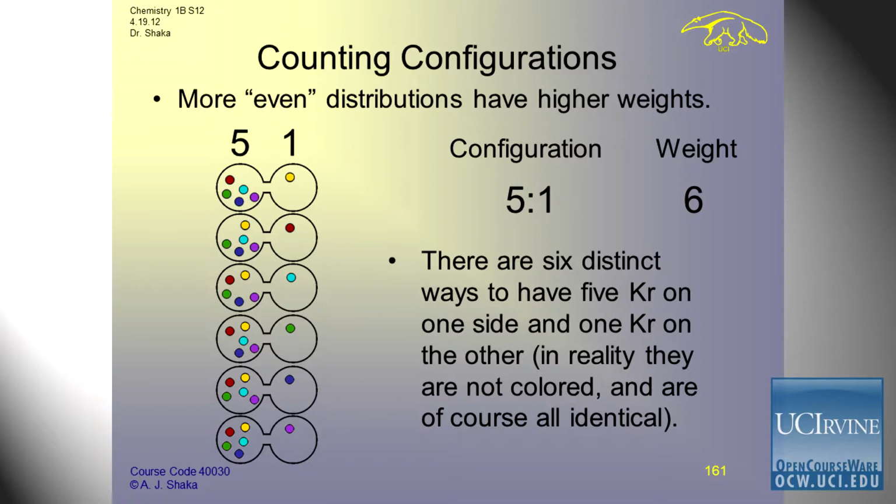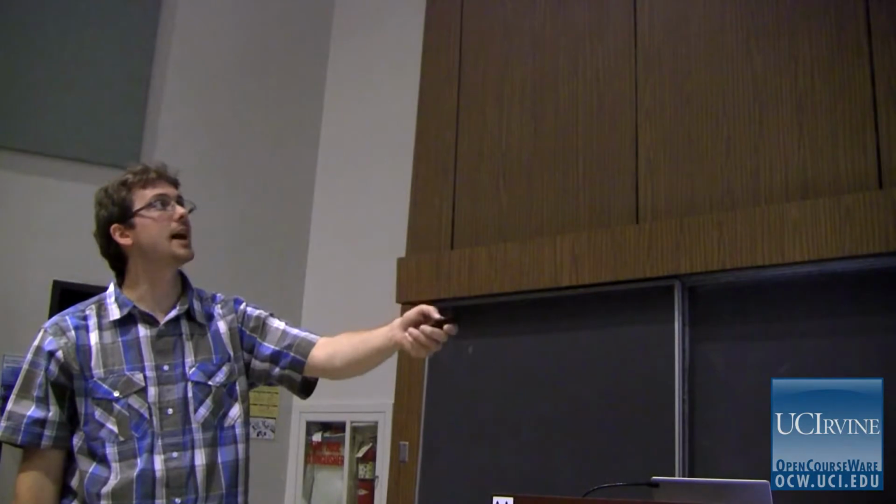So in this distribution, where we have 5 to 1, 5 on one side and 1 on the other, this configuration label is 5 to 1: 5 in the first container and 1 in the other. And its statistical weight is 6. There are 6 ways that I can put 5 on one side and 1 on the other, right? And if I want to do a 1 to 5, so 1 on one side and 5 on the other, that also is going to have a weight of 6. But it'll be 5 on this side and 1 on the other. So we have to consider what are all the possible ways for me to arrange these atoms.